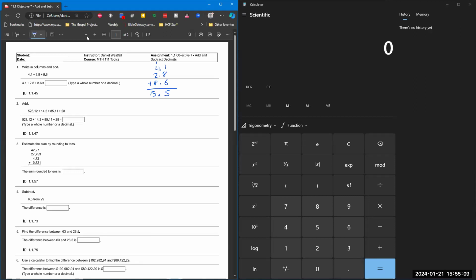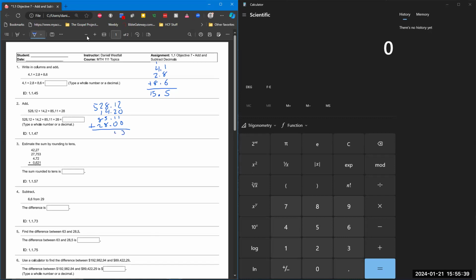The next one asks me to add 528.12, 14.2, 85.11, and 28. There's an invisible decimal there. So there's going to be 2 zeros there and a 0 there that are hiding. We just go ahead and add those so everything goes out to the 100th spot to make it easier to add.